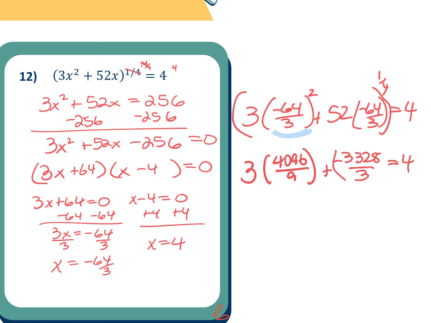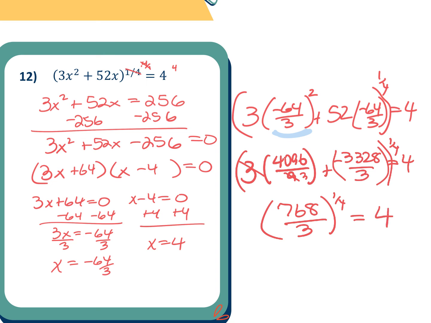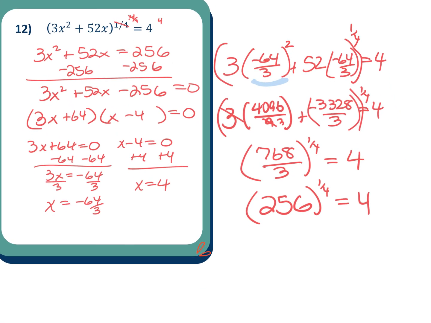Now I got to multiply this. This will actually simplify. I can make that a 3. So now I got a nice common denominator here. So when I combine these, I get 768 over 3. And also remember, this is still all to the 1/4 power. So I divide this. This becomes 256 raised to the 1/4 power. 256, the 4th root of that is actually 4, because I did that over here, remember? So 4 equals 4. This answer actually checks.